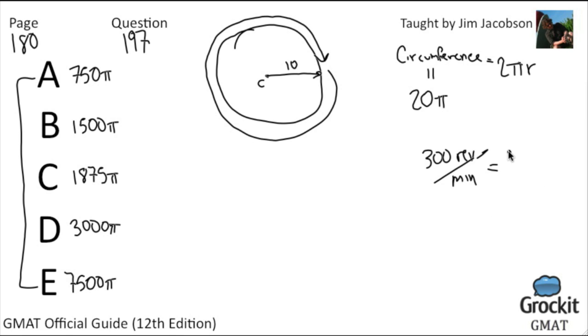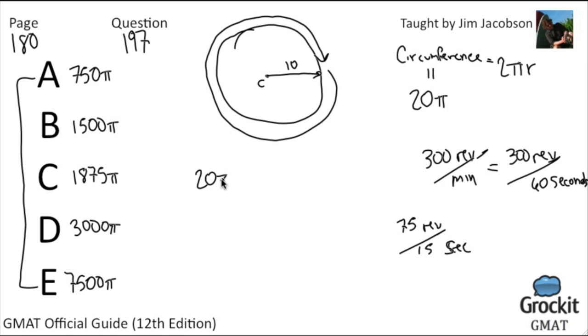So 300 revolutions per minute equals 300 revolutions in 60 seconds. And to get to 15 seconds, we would need to divide by 4. So that equals 75 revolutions every 15 seconds. Okay, so 75 revolutions every 15 seconds, and we need to know the distance traveled. So if the point on the end of the fan blade goes 20 pi every revolution, and it's going to go around 75 times in the 15 seconds for the question, we multiply it times 75, and that's really all there is to it.